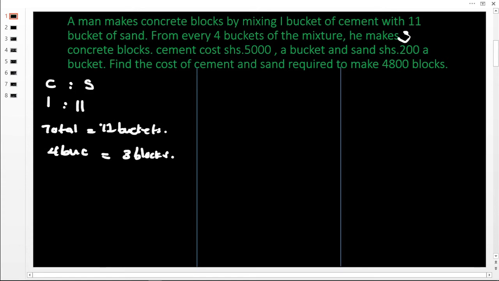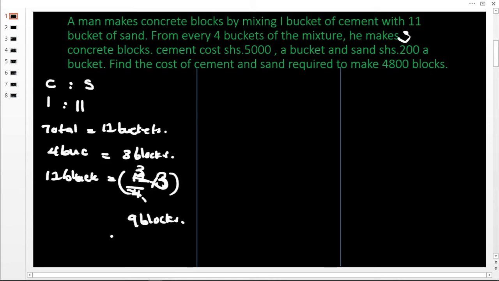Then let us find out how many blocks this man will get from a mixture of 12 buckets. If 4 buckets give this man 3 blocks, how about the 12 buckets? So 4 buckets produce 3 blocks. Then how about the 12 buckets? We get 12 over 4 times 3. So by 4 once, by 4, 3 times 3, we come up with 9 blocks. So this means that from the 12 buckets of the mixture, this man will get 9 blocks.